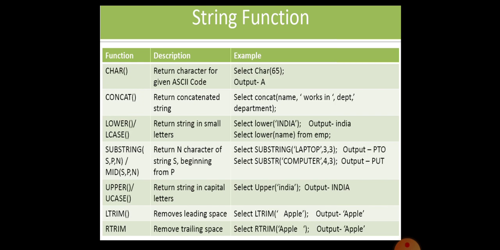Look at the next example. SUBSTRING can also be used as SUBSTR. Both will give the same result. COMPUTER is the given string, 4 is the positional value, 3 is the number of characters. So C has the positional value 1, O has 2, M has 3. So it will take from P, P, U, T. You will get the result as PUT.